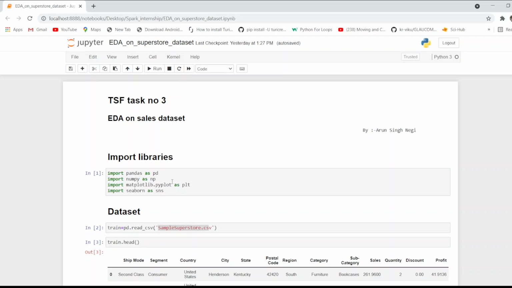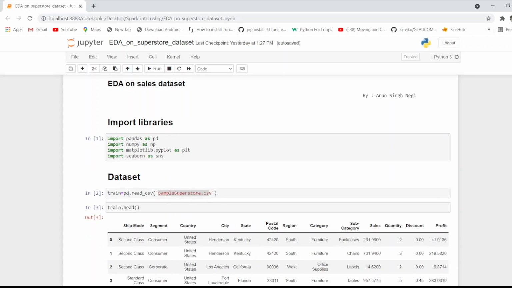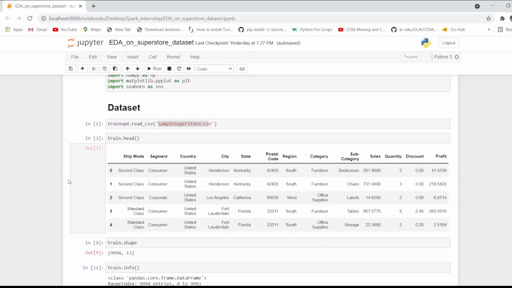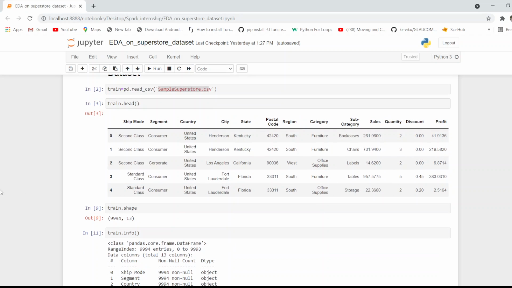Let's get started. First we have to import some libraries. I have imported Pandas, NumPy, Matplotlib and Seaborn. Then I have imported my dataset, the CSV file, and loaded it in my Jupyter notebook. And then I have seen the first five rows of the CSV file.